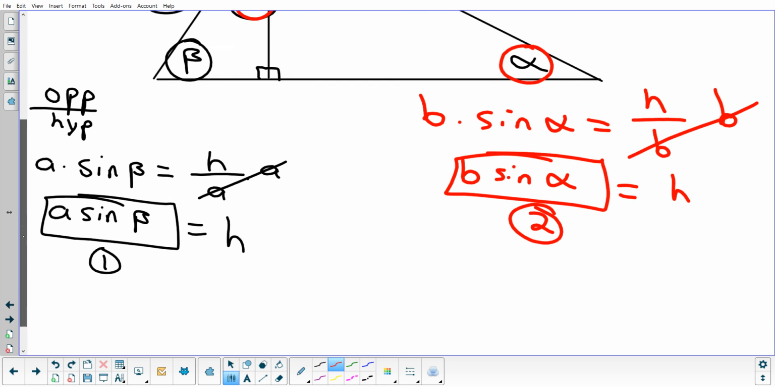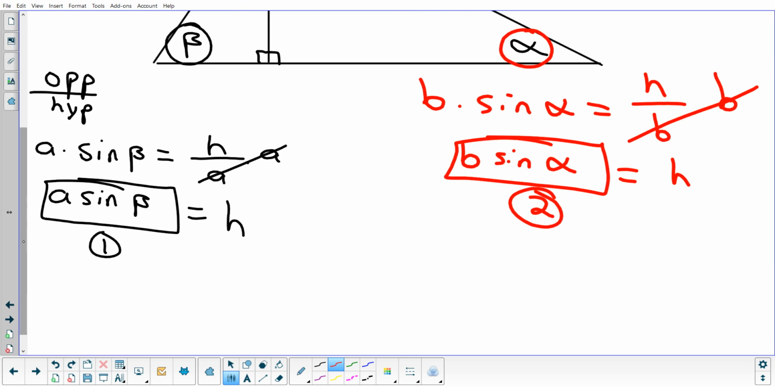Now, let's look at the whole thing. What do you know about box 1 and box 2? How would box 1 compare to box 2 if you had numbers to plug in? Well, they both have the sine function in them. Yep, they both have the sine function. They're both equal to h, so what does that mean? They're equal to each other. Box 1 and box 2 are exactly the same thing.